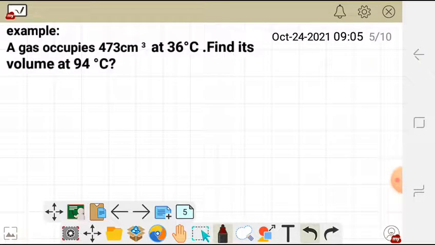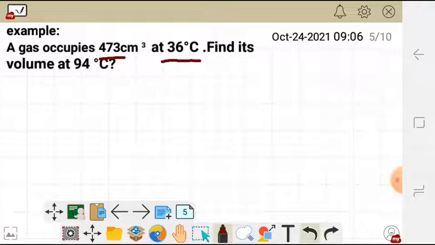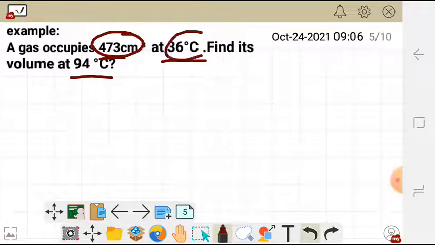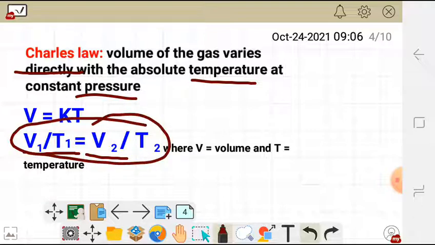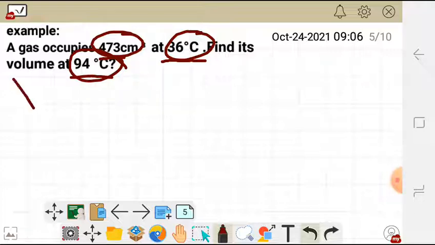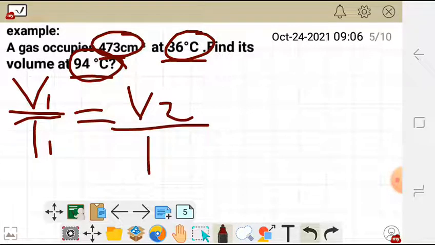So for example, a gas occupies 473 cubic centimeters at 36 degrees Celsius. Find its volume at 94 degrees Celsius. So we have been given the initial volume and the initial temperature, but we have been asked to find the final volume given the final temperature. So we're going to use this same formula, which is V1 over T1 equals V2 over T2.